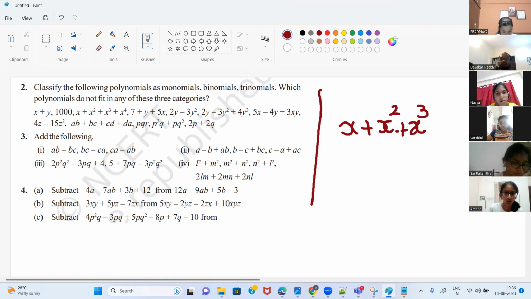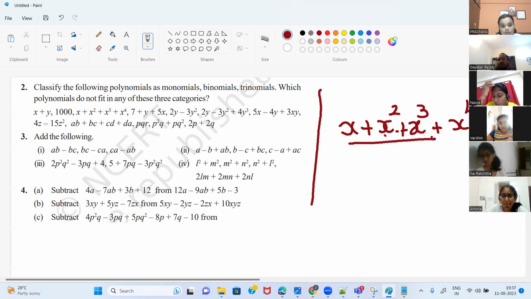Can you see the next problem? x plus x square plus x cube plus x power 4. What they are asking: mono, bino, trino, or do not fit into any of these categories. Is it a monomial? No, sir. It's a polynomial. More than three terms means it is called a polynomial.